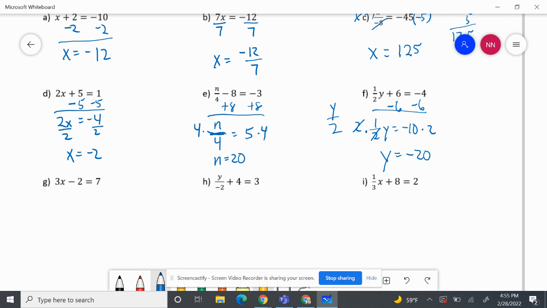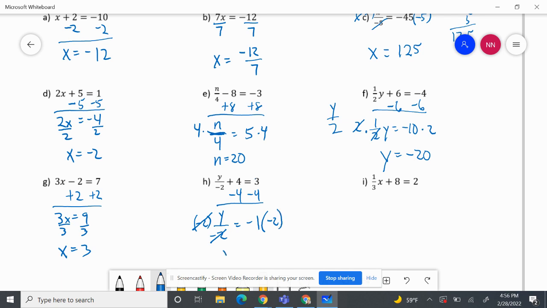Okay, so for letter G, we're going to first add the 2. We get 3x is equal to 9. We divide it by 3, and x is equal to 3. For this one, we're going to subtract the 4, and we get y over negative 2 is equal to negative 1. Remember from last time, a positive and negative with different signs we subtract, so that's why it's negative 1. We multiply it by negative 2 in order to isolate the variable. Whatever we do on one side, we do the same thing on the other.